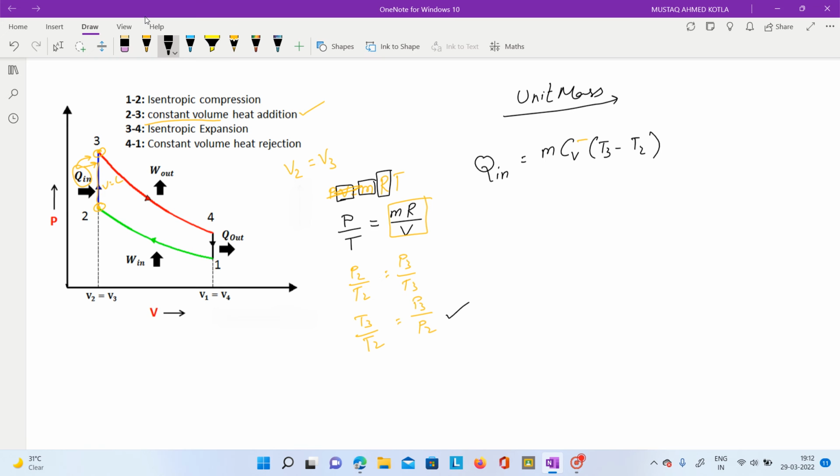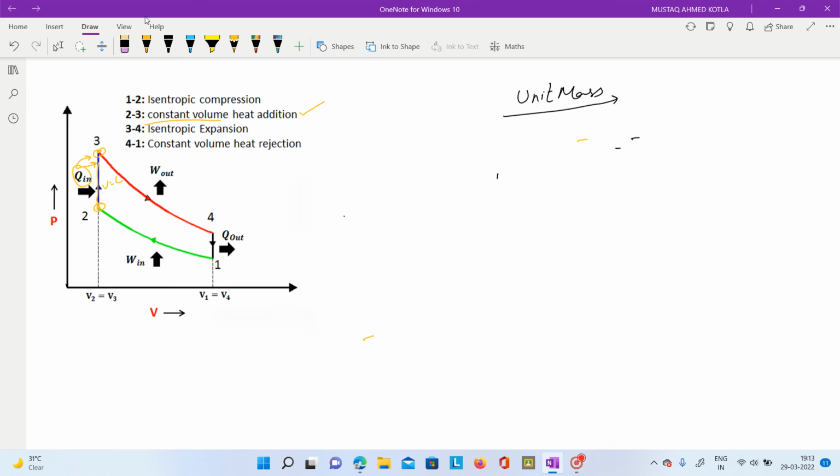Okay, now we will go to the fourth process, means 3 to 4. You can see 3 to 4 is adiabatic expansion or isentropic expansion. Okay, here 3 to 4.